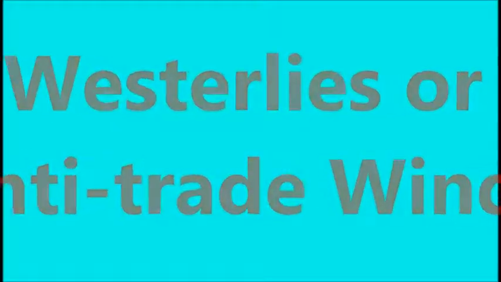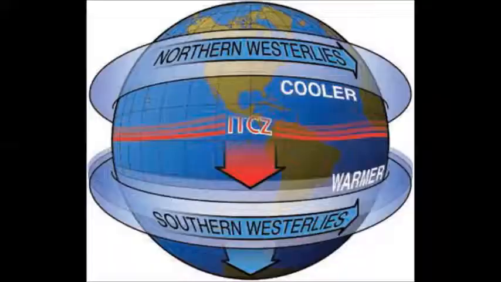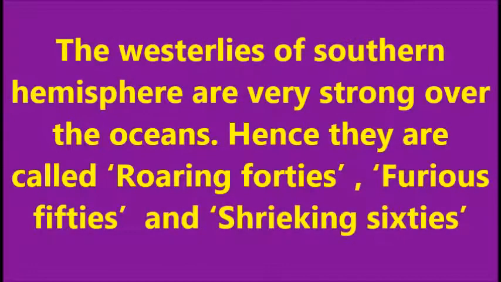Westerlies or anti-trade winds. These winds blow from the subtropical high pressure belt to the subpolar low pressure belt. These are from southwest to northeast in the northern hemisphere and northwest to southeast in the southern hemisphere. The westerlies of the southern hemisphere are very strong over the oceans.